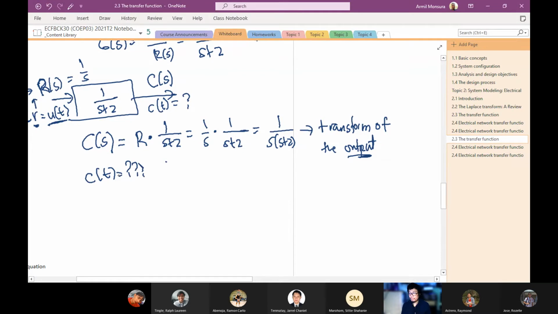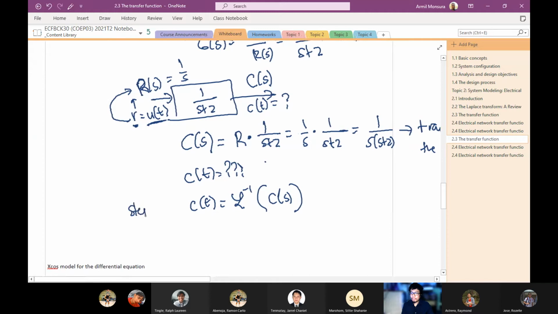So therefore, para mahanap ko yung C of t, kailangan kong kunin yung inverse Laplace transform of C of s. Binanggit ko rin yan kanina. Okay, kung kukunin natin talaga yung actual response or actual output, the step response. Again, step response siya kasi yung input nyo, yung step signal. Kung input nyo hindi step signal, hindi step response ang tawag natin dito ha. So para makuha natin yung system response or yung step response, essentially we have to obtain the inverse Laplace transform of C of S.